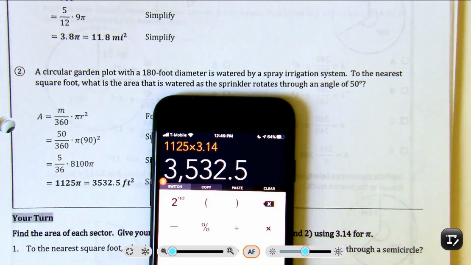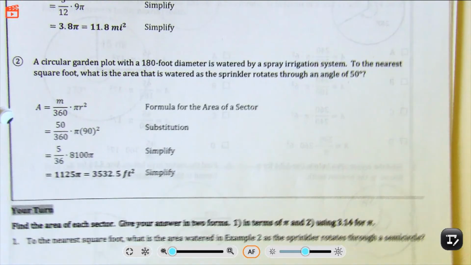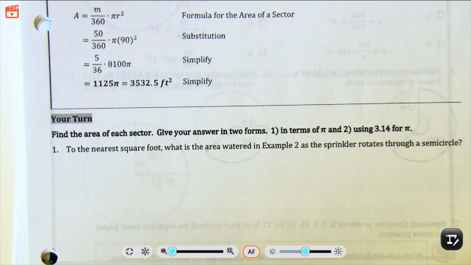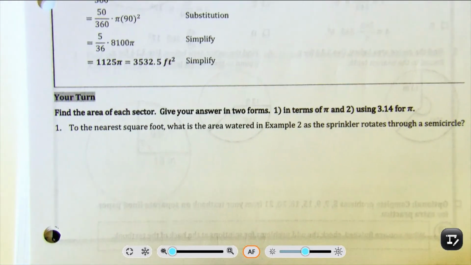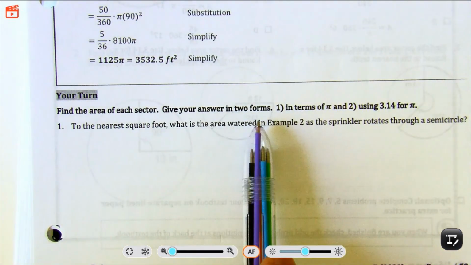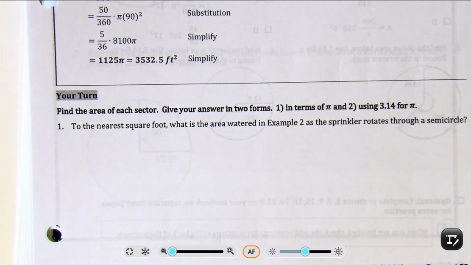Okay, so now that you've seen these two examples, now it is your turn to apply this to your own example. If you want to pause the video here and work out this problem, remember to write your answer in two forms, in terms of pi and then with pi being multiplied. So for problem number 1, to the nearest square foot, what is the area watered in example 2 as a sprinkler rotates through a semicircle? So this is based off problem number 2.